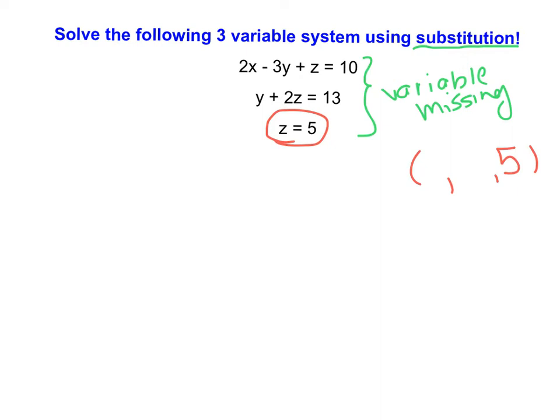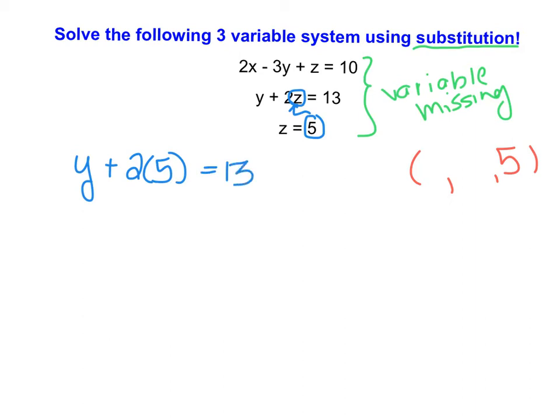And because our z value is equal to 5, we can actually take that z value right away. And I suggest if you know one variable and you see a two-variable equation, take that variable value and substitute it in for z. So here we now have y plus 2 times 5 is equal to 13. And what we notice is that in that equation, because we used substitution, one of the variables has disappeared, and we're left with y plus 10 is equal to 13. Subtract 10 from each side, and y is equal to 3.